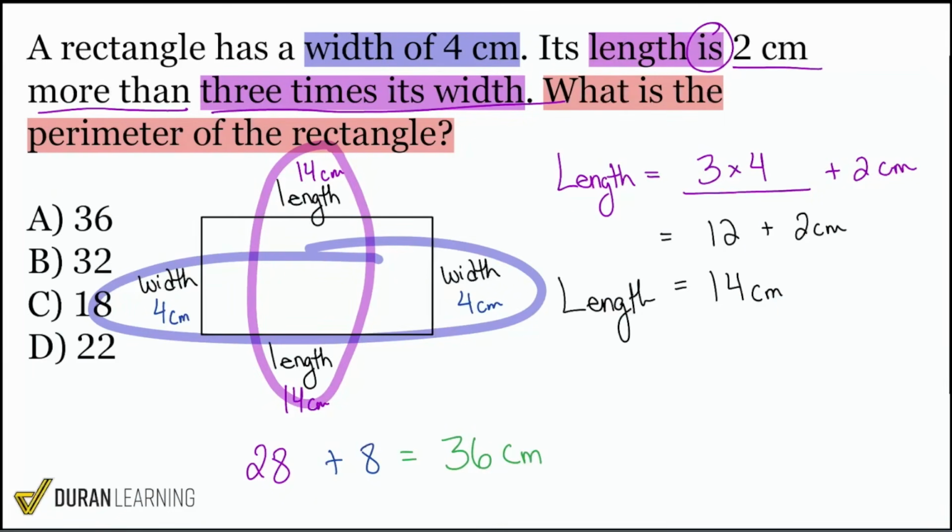You can do it other ways too. You can use your formulas. You can add 4 plus 14, which is going to be 18. Then plus 18 plus 4 is 22. 22 plus 14, 36. You can do it however you want. But long story short, to get the perimeter, just add up all those sides and we are good. Our final answer, the correct final answer for the last problem of the day is 36 centimeters.